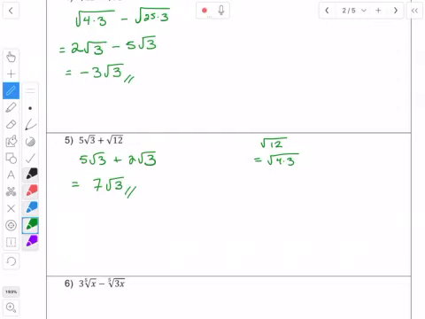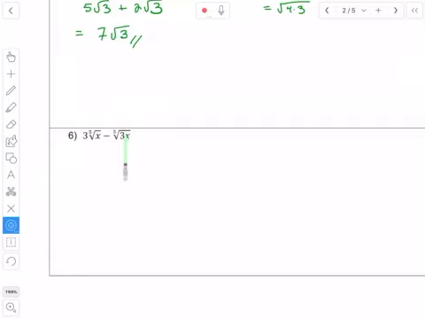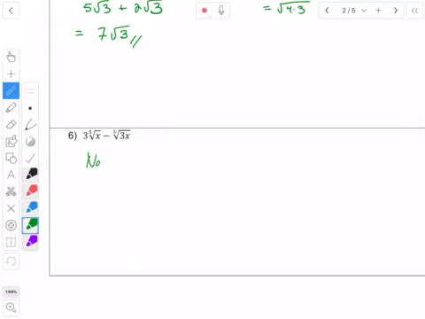That's it. On number 6, I do have the same index, but I don't have the same radical, and I cannot simplify any of those two radicals to change it so I have the same. So that means that I cannot add. And that's it on that exercise.